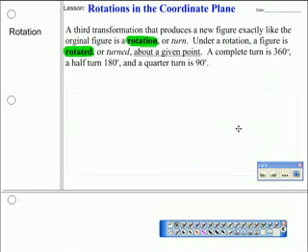A complete turn is 360 degrees. Why would that be a complete turn? Yeah, there's 360 degrees in a circle, right? A half turn is 180 and a quarter turn is 90.